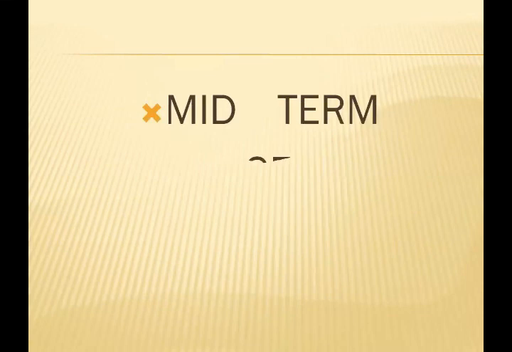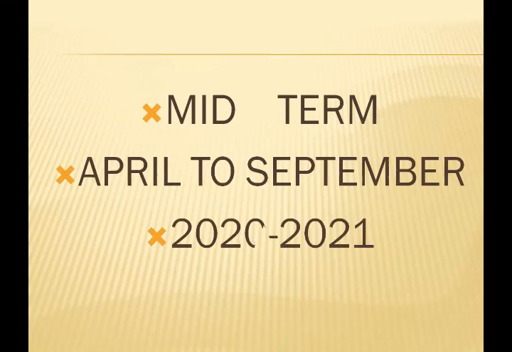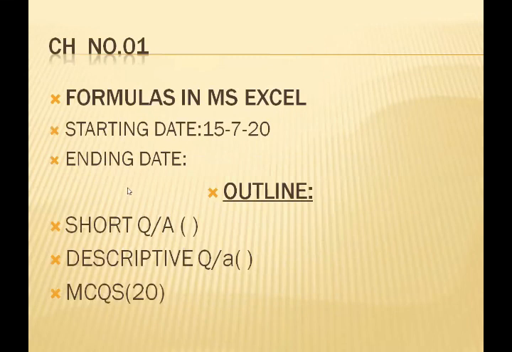Now, this is the sample of your midterm title page, midterm April to September 2020 to 21. Take a screenshot of this. Then this is a chapter title page, chapter number 1, formulas in MS Excel, starting date and ending date. Just leave the place for the ending date and write the outline, short questions, descriptive and 20 MCQs, which you have to develop and answer.